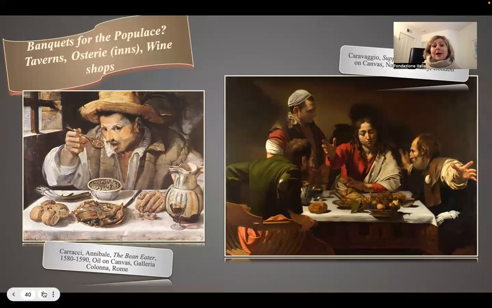For the poor, those who were not invited to these banquets, the taverns, the osterie, or the inns or wine shops, that's where they would get their meal. And obviously it was not as lavish. Generally it was soup and beans or fruits.